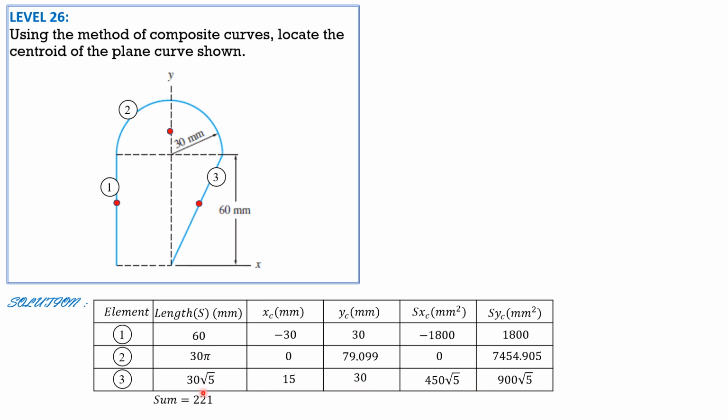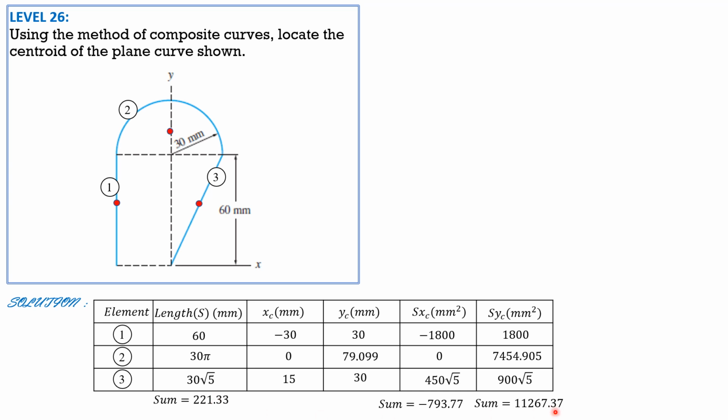So summing up the lengths, this is 221.33 mm, summing up S x sub c. So take note that S x sub g equals summation of S x c. So we have to sum up this. And x g therefore is this sum divided by the sum of the lengths. So negative 793.77, and summation of S y sub c divided by S is the value of y g.